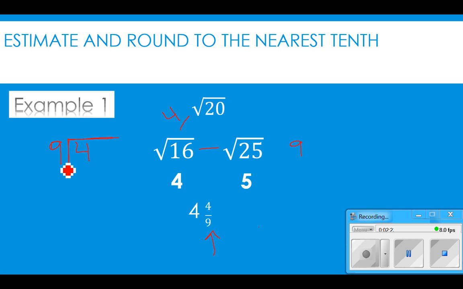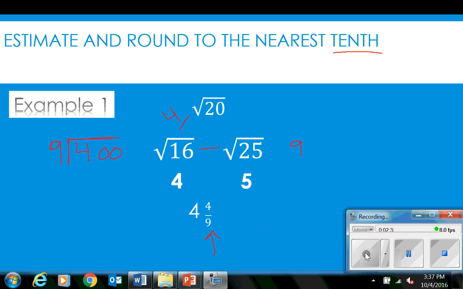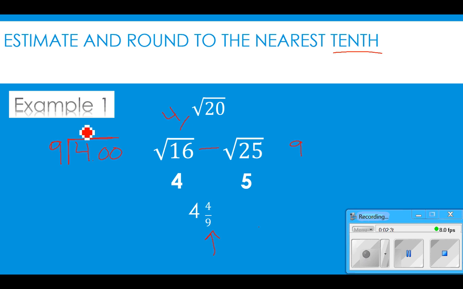Because I'm rounding to the nearest tenth, I am going to put a decimal point and 2 zeros so I go far enough in the problem to round correctly. Go ahead and solve that division problem. I know that 9 goes into 4 0 times, so I'm going to put a 0 and bring up my decimal point. 9 goes into 40 4 times. 4 times 9 is 36. When I subtract, I get 4.